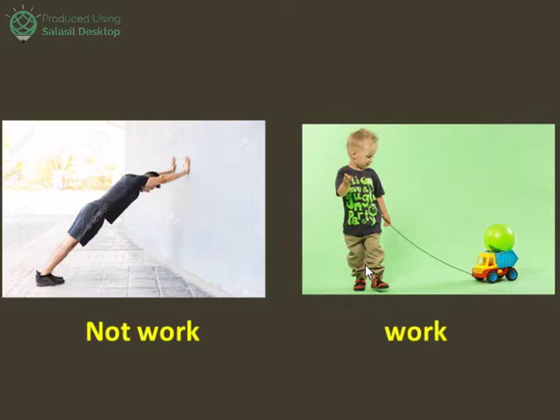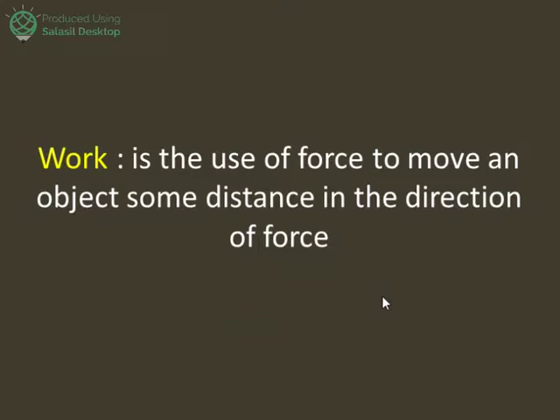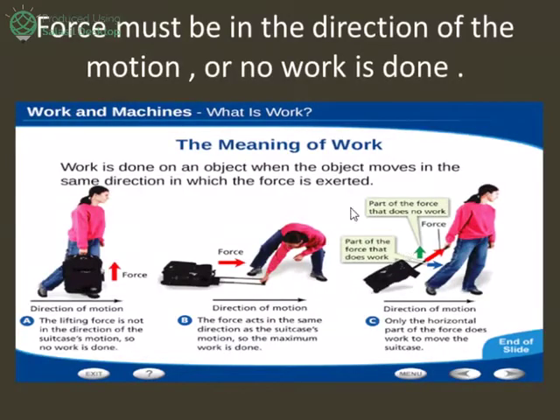So work includes two major conditions. First one, to exert a force. Number two, to make a distance or to make a motion. Next, the definition. From the previous examples, you have to know the definition of work. It is the use of force to move an object some distance in the direction of the force. That distance must be in the same direction as the force. We're going to talk about this later. Force must be in the direction of a motion or no work is done.